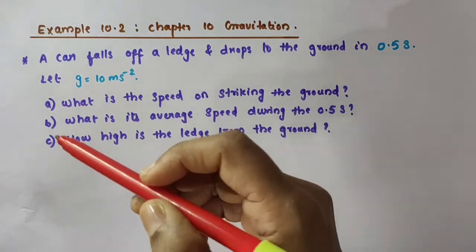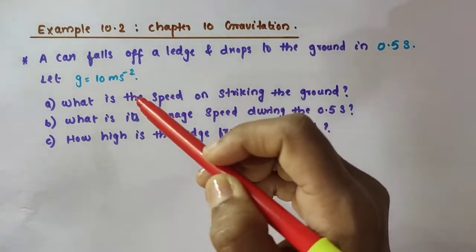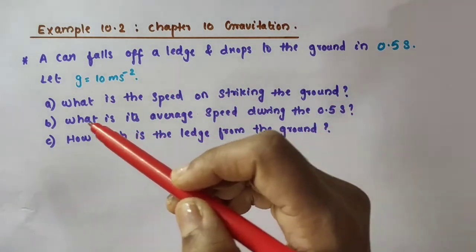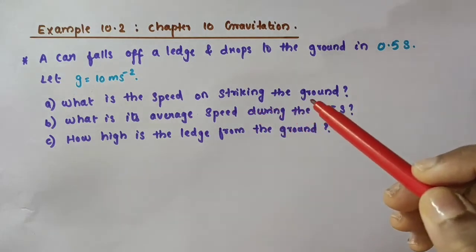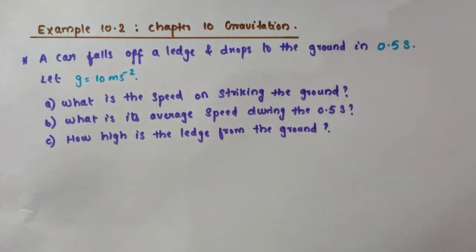There are three sub questions. A. What is the speed on striking the ground? That is, the speed of the car on striking the ground. Then, what is its average speed during the 0.5 seconds? Then, how high is the ledge from the ground?